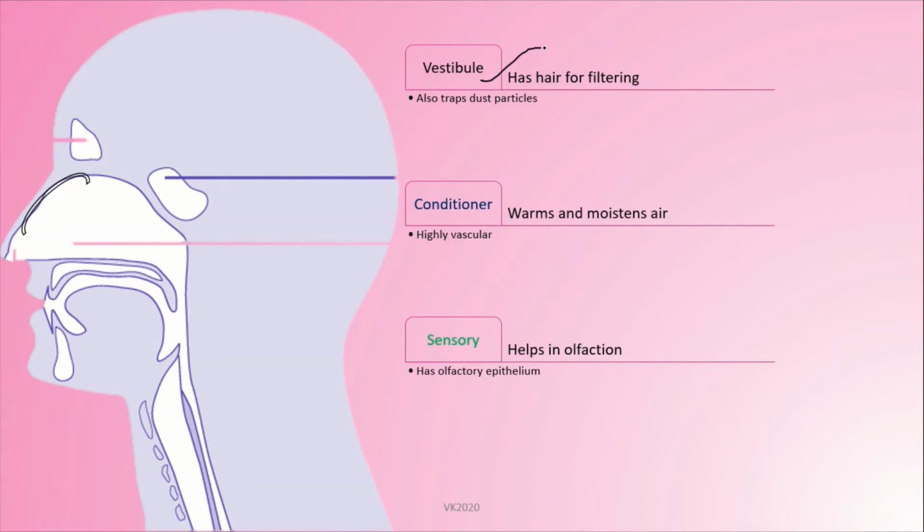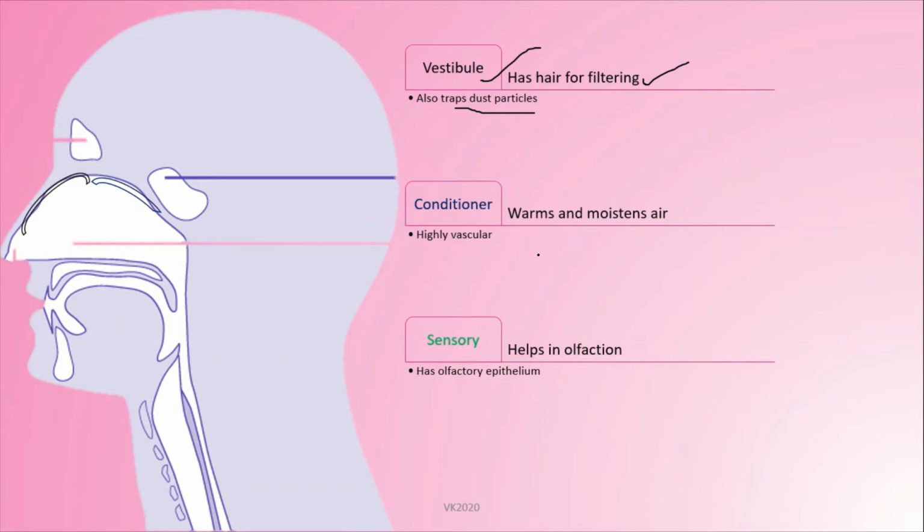This is the region where you will notice that you have a lot of hair, and that hair is very important for filtering, and it also helps trap dust particles. So any kind of particulate matter in the air is filtered in your proximal area, which is known as your vestibule, which is present in the proximal area of the nasal chamber before the air is sent inside for exchange of gases.